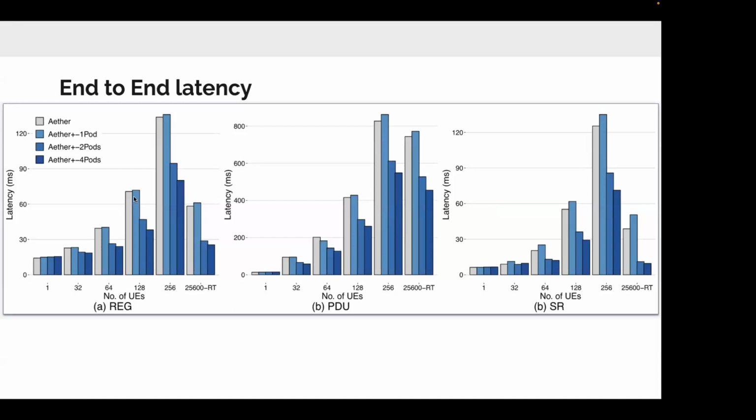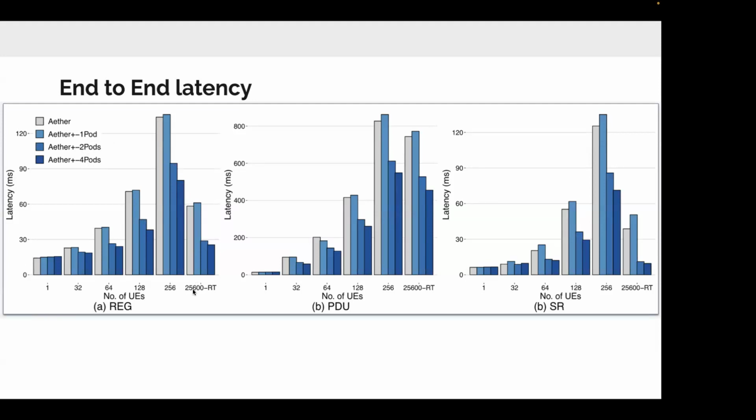The blue bar is compared to Ether plus 1, which means there's only one pod of each network function. Ether plus 2 means there are 2 pods of each network function: 2 AMF, 2 SMF, 2 UDM, and 2 UDR. And 4 pods means there are 4 instances of each network function already scaled from the beginning of the experiment, just to get the most benefit of having multiple pods or a scalable design. As you can see, as we increase the number of pods, the latency goes down drastically compared to vanilla Ether.